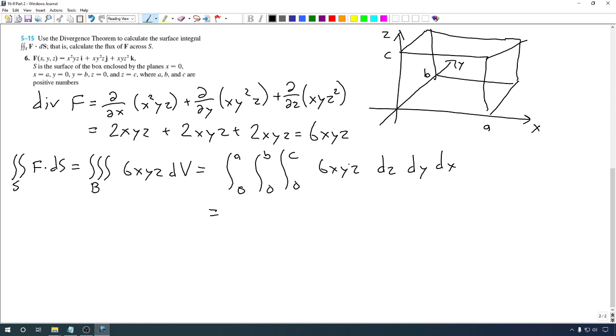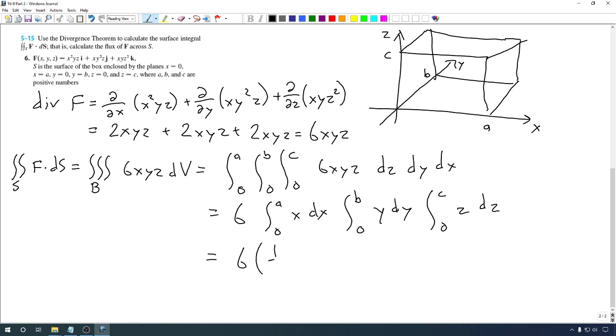We can make it simpler on ourselves by splitting this up. So this is just the product of a function of x, a function of y, and a function of z. So we can just integrate those parts with respect to their corresponding variables. We'll pull the 6 outside. But we have the integral from 0 to a of x dx, the integral from 0 to b of y dy, and the integral from 0 to c of z dz.